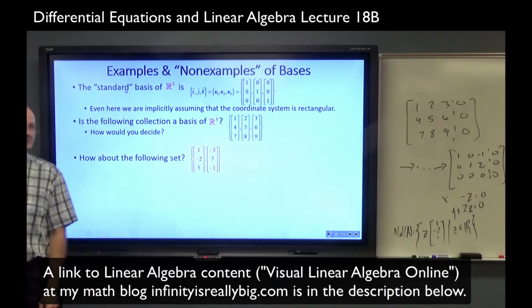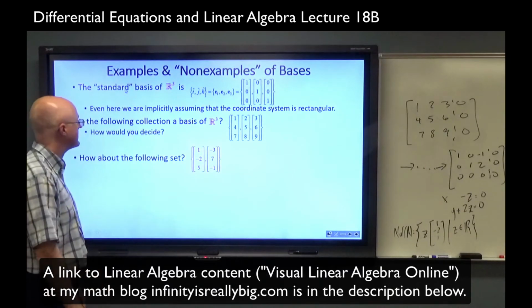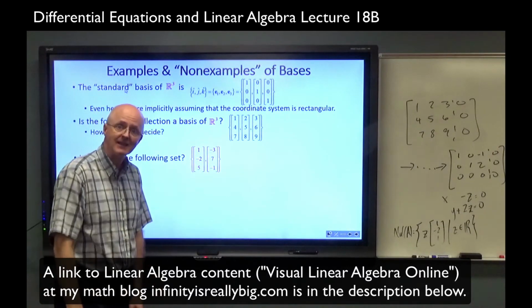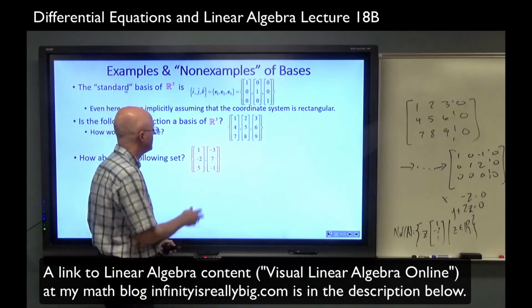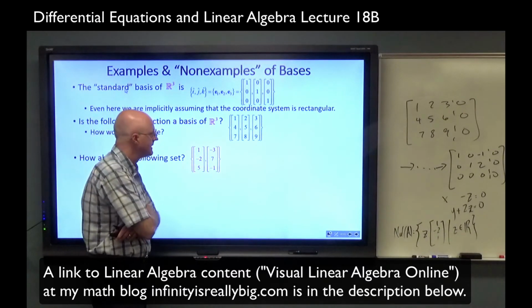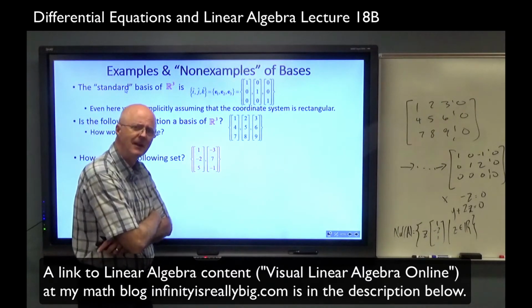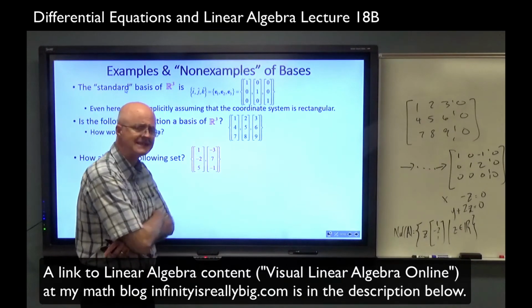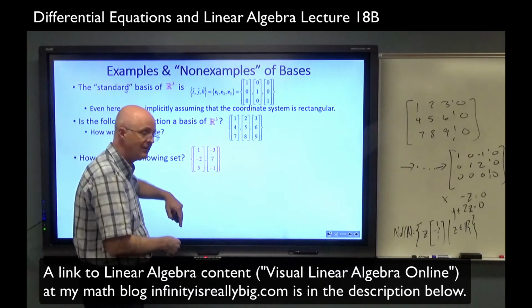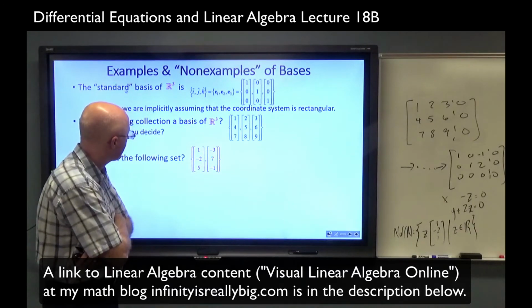How about this set? Could it be a basis for R3? It is a linearly independent set. Two vectors, neither is a scalar multiple of the other. But does it span? I hope intuitively we realize it doesn't. So this is an example, these two are non-examples of bases for R3.